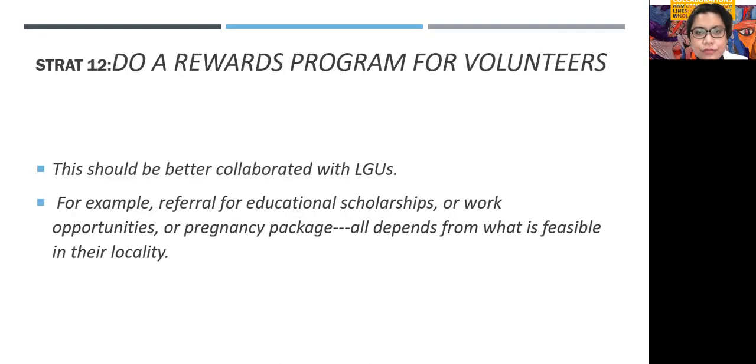So, do a rewards program for volunteers. So, at least this is a factor wherein you can empower them also. They should be better collaborated with the LGUs. For example, if possible, educational scholarships or work opportunities or pregnancy package, all depending on what is feasible in their locality.